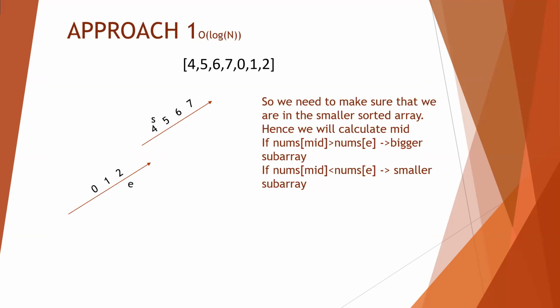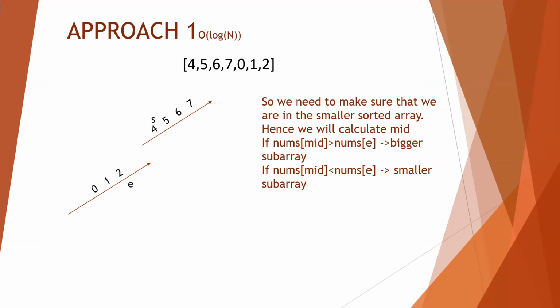For that, we need to consider this array as a composition of two arrays which are sorted in themselves. For example, in 4, 5, 6, 7, 0, 1, 2, we can consider this as two sorted arrays, 0, 1, 2 and 4, 5, 6, 7. As in binary search, we consider start and end. Our start will point to the starting of the bigger array, meaning the array which contains bigger elements, and the end will point to the end of the smaller sorted array.